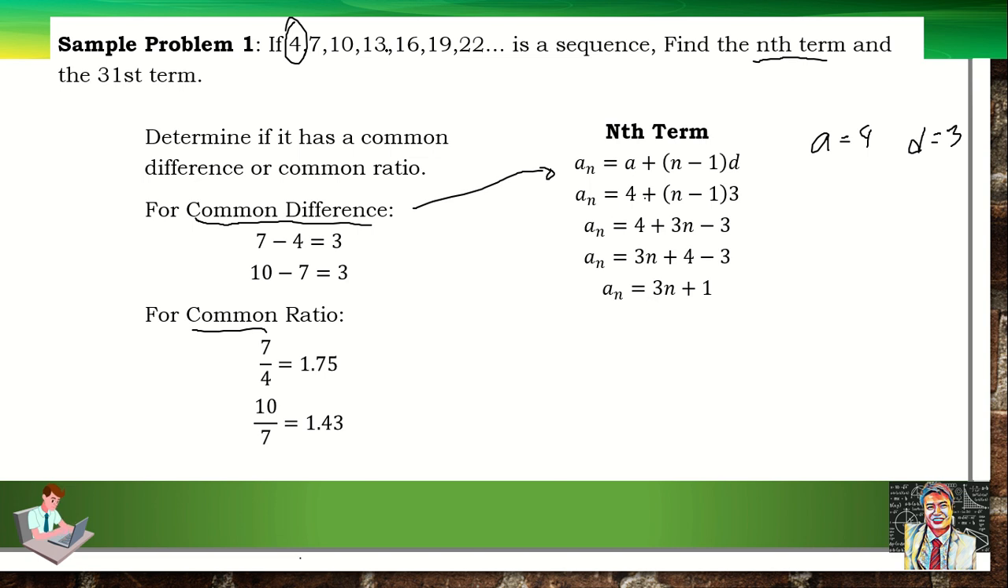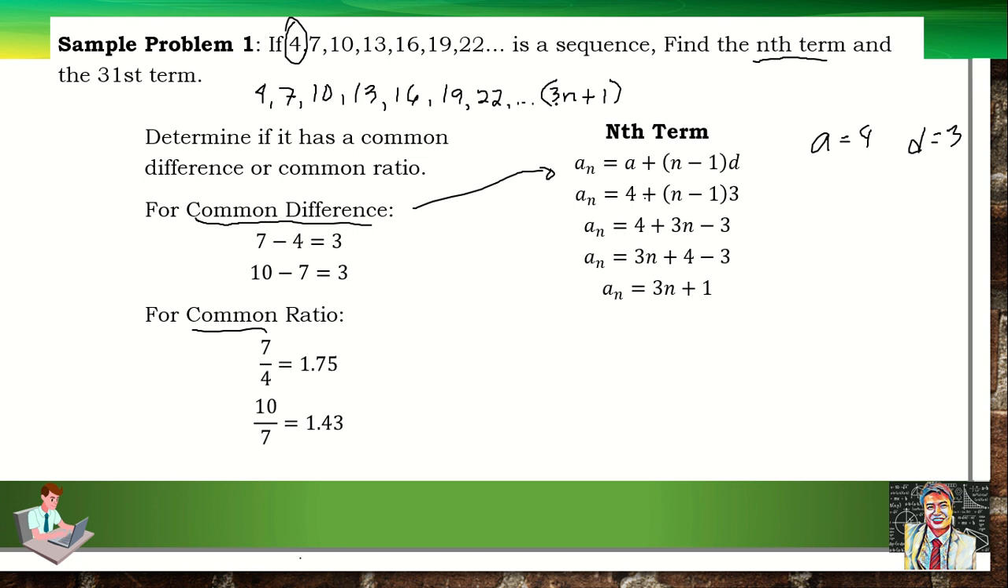Kung isusulat natin tong sequence na to, pwede natin isulat siya as 4, 7, 10, 13, 16, 19, 22, ellipses, up to 3n plus 1. Okay? So, yun yung end term natin.